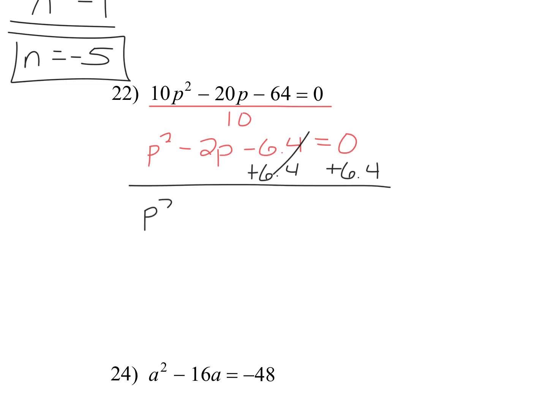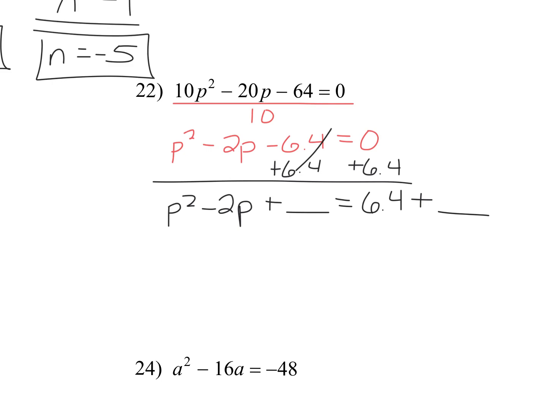So we have p squared minus 2p. What do I have to add? Blank. And then 6.4. Add a blank. So now completing the square. What is my b term? Negative 2 divided by 2 is negative 1 squared. We get positive 1.